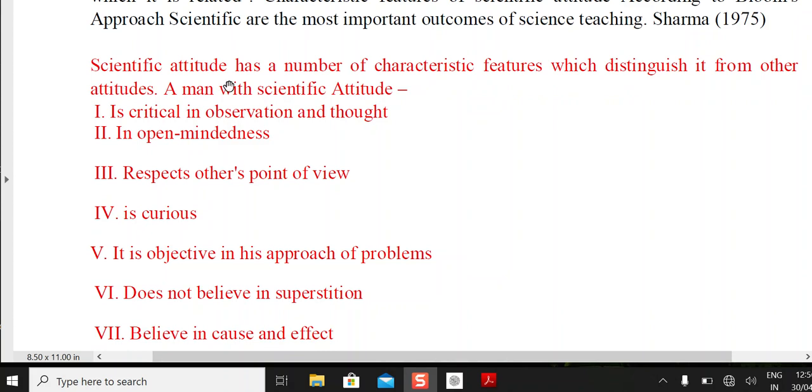Scientific attitude has a number of characteristic features which distinguish it from other attitudes. A man with scientific attitude is critical in observation and thoughts. It means that a scientific person does not believe in superstitions. He doesn't accept the dogmas and other fabulous statements by non-technical people, as we do in our normal life. Rather, he is critical in observation. Whatever happens to him, he observes with the five senses and thinks and judges on logic and reason. Clear?